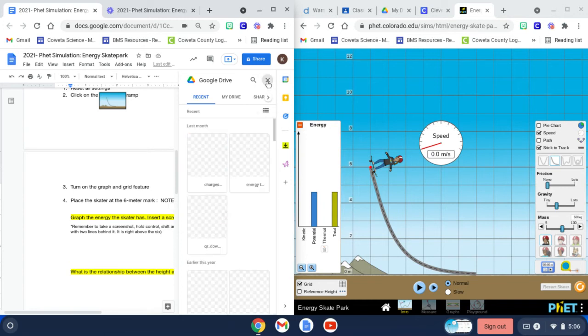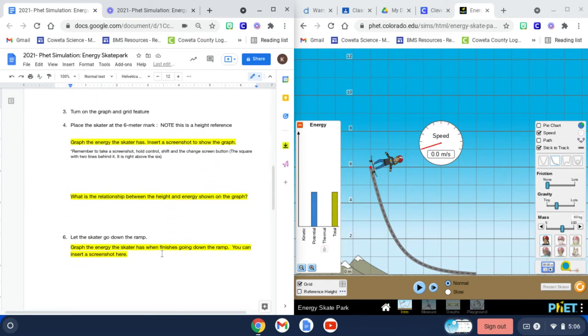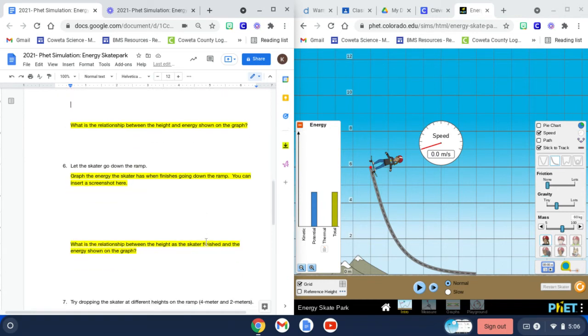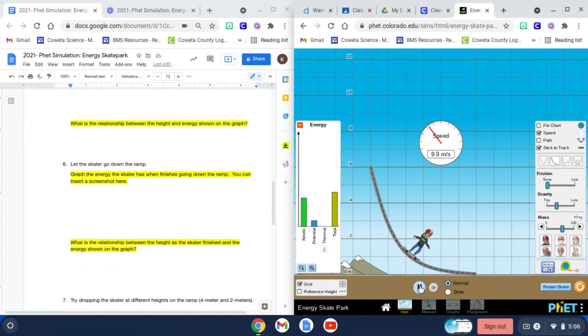Now, once you have that screenshot in there, it asks you what's the relationship between height and energy on the graph. So what relationship do you see here going on? Then it says let your skater go down the ramp. So hit the play, let your skater go down, and then you are going to graph the energy the skater has when he finishes going down the ramp. So you take a screenshot of this graph, and then you would, of course, explain the relationship between height as the skater finished and the energy shown on the graph. So now what is that relationship as we went down between height and the energy that we're seeing here?